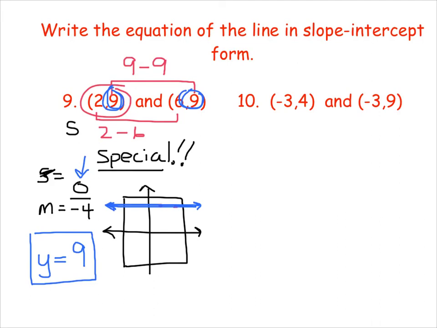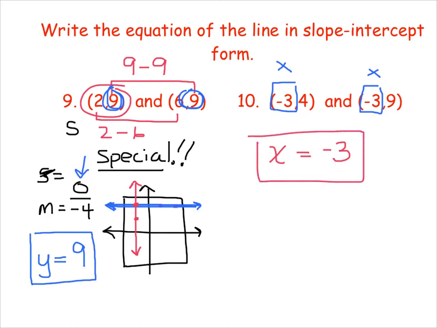So let's look at number 10. What do you notice about number 10's x-values? They're both -3. So if I were to graph those over here, I would have -3, 4, and -3, 9. So that line would go through the x-axis. So here your answer would be x is equal to -3, and that's your answer.